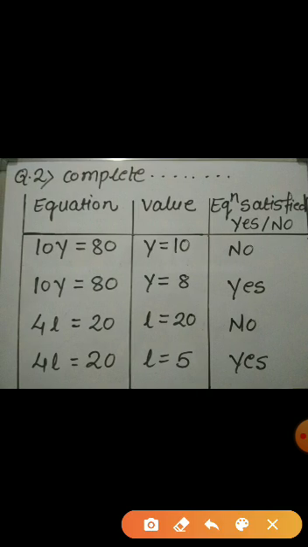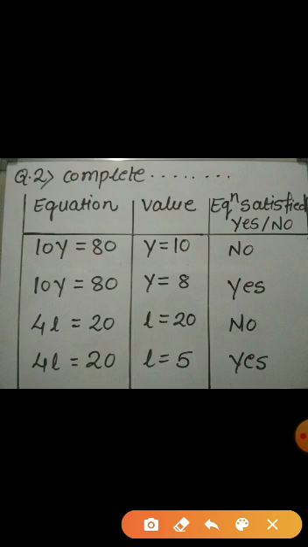Now coming to question number 2, complete the entries in the third column. As you can see here, 3 columns are given. In the first column, equations are given. In the second column, the value of the variable is given. And in the third column, we have to identify whether the value of the variable satisfies the given equation or not. We have to give the answer in terms of yes or no only.